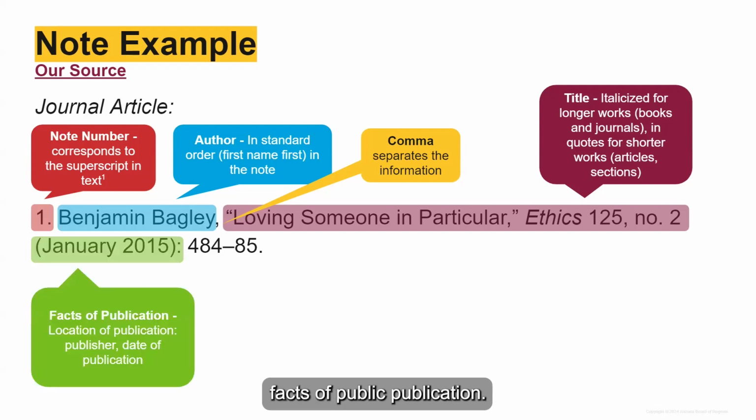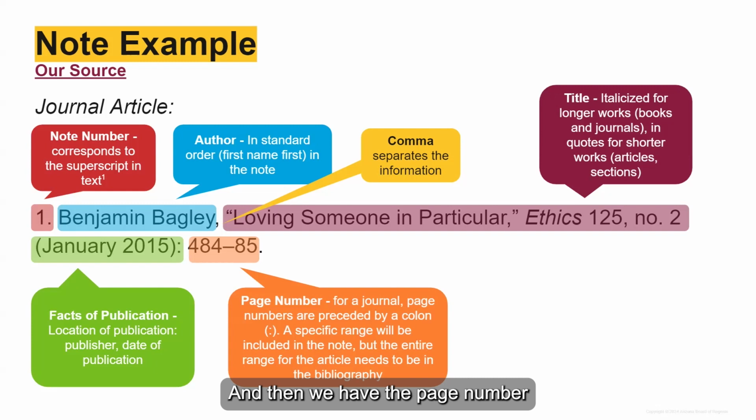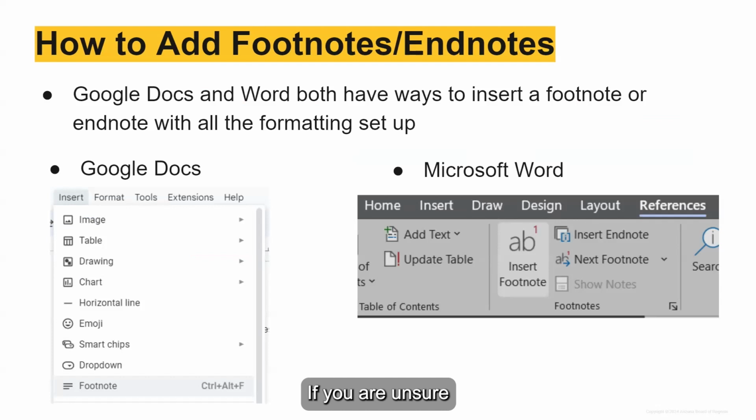And then finally, we have facts of publication. So the publication date. There is no location or publisher in particular for this journal. And then we have the page number. For a journal, the page numbers are always going to be preceded by a colon. That is a rule specific for journal article notes. A specific range should be included in the note, the specific range you are pulling from for this specific note. But in the later bibliography, which we will talk about soon, you will need to include the entire range for the article.